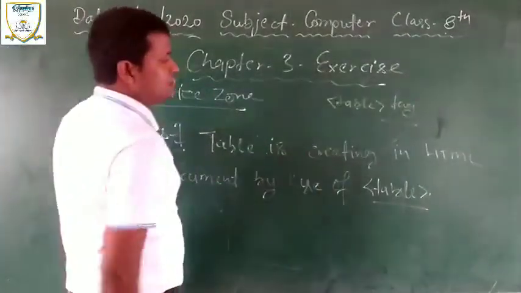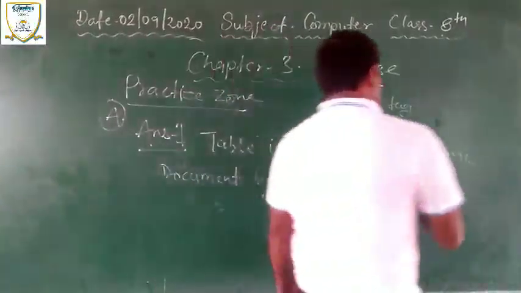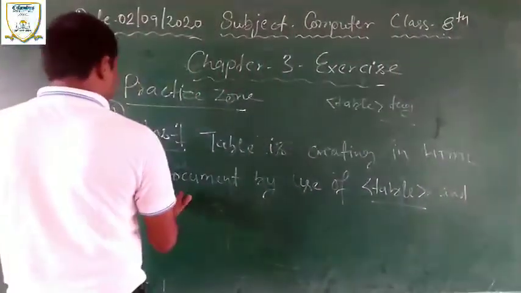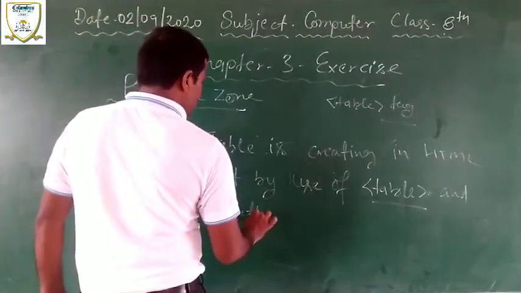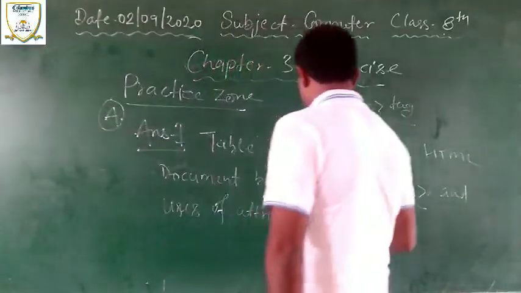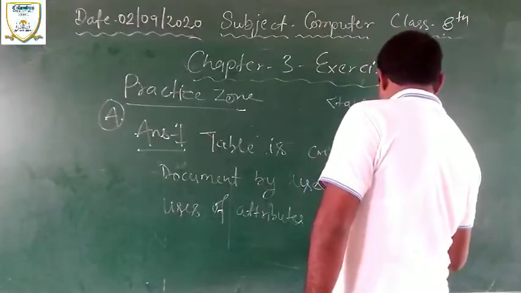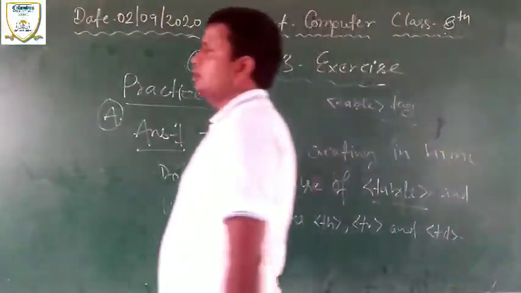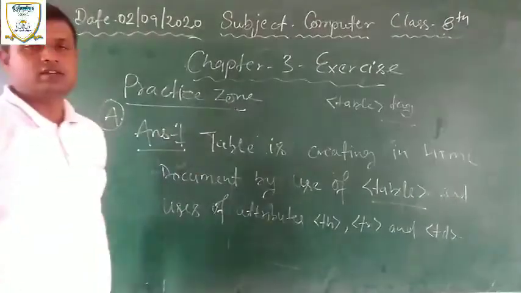Table is created in HTML document by use of table tag and uses of attributes th, tr and td. Okay, uses of th, tr and td. It is your first answer.